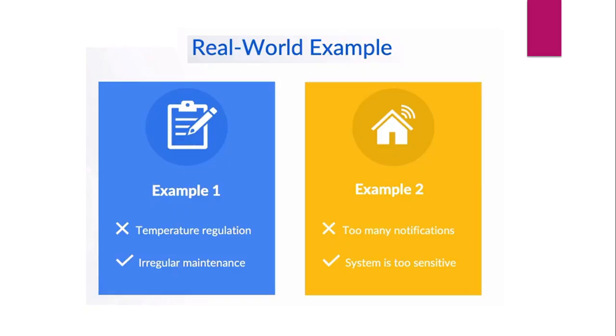Now you can see the real world example. The first example we are talking about is temperature regulation and irregular maintenance. In a second scenario, there are too many notifications and the system is too sensitive. These are the things to be avoided, because too many notifications irritate the user.